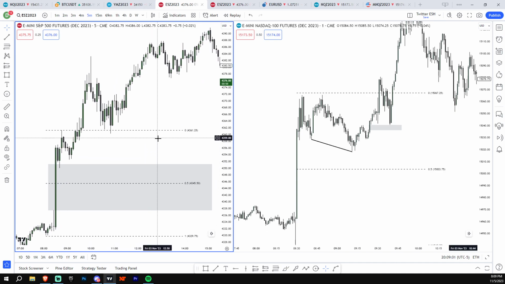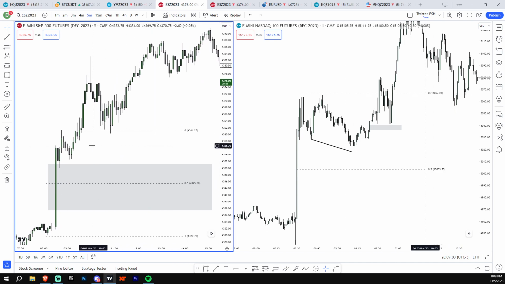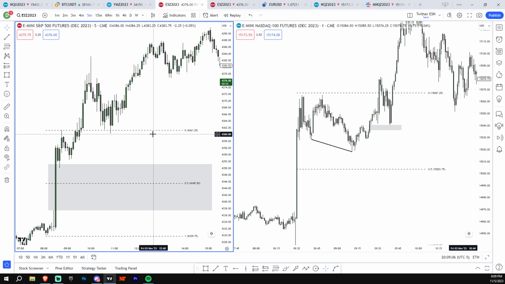And in this case, yes, you'd probably long ES knowing it's stronger, right? Because it made the higher high.